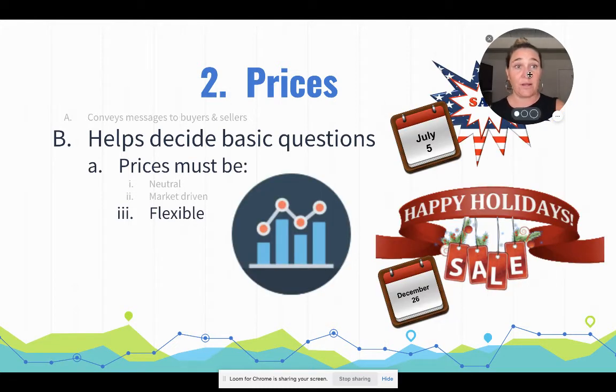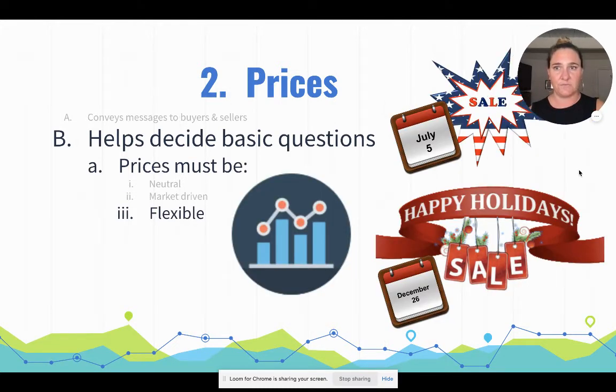In addition, prices have to be flexible. All right. When the market conditions change, prices must be able to change quickly in response. Okay. So prices have to be allowed to adjust, to be flexible. Buyers and sellers are going to adjust their behavior based on the price. And so in order to answer those three basic economic questions, prices have to be able to adjust accordingly.